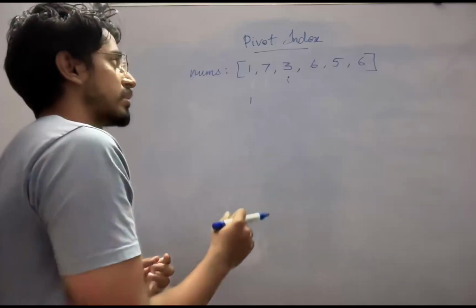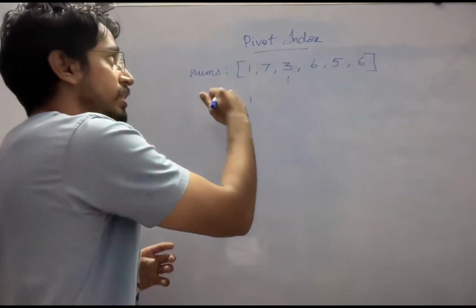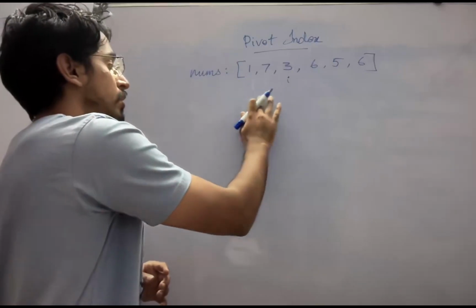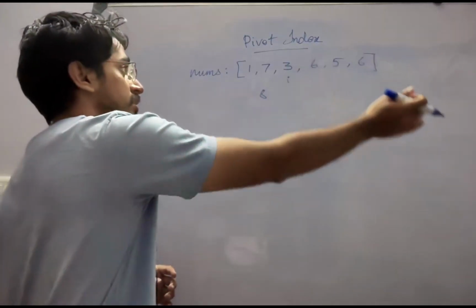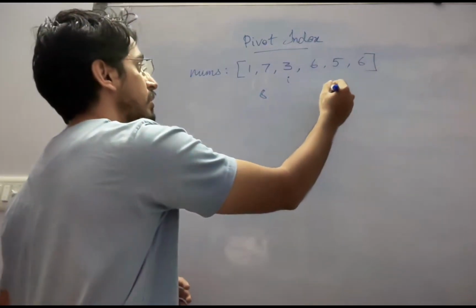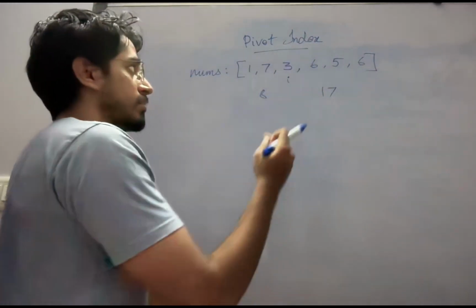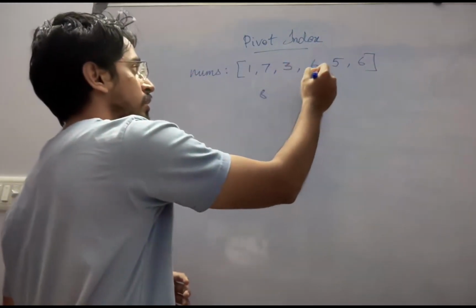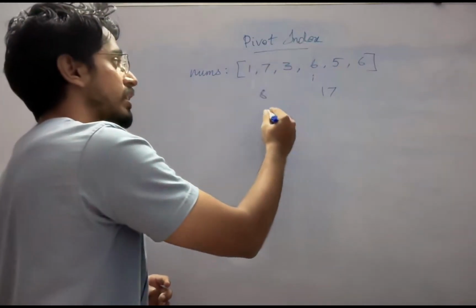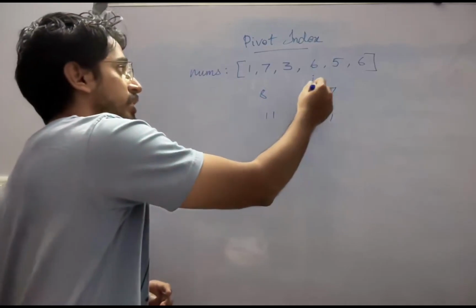Now we see the sum of the left, that is 7 plus 1, which is 8, and the sum on the right side is 6 plus 5 plus 6, which is 17. Obviously they are not equal, so we increment i. Now this is the pivot index, where the left and the right are both equal to 11. So we return this value.